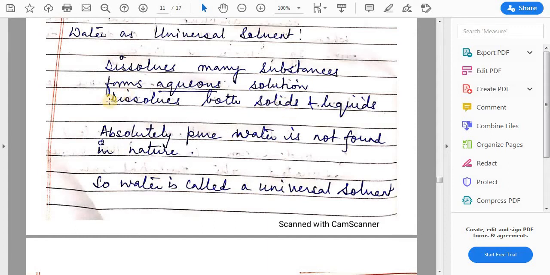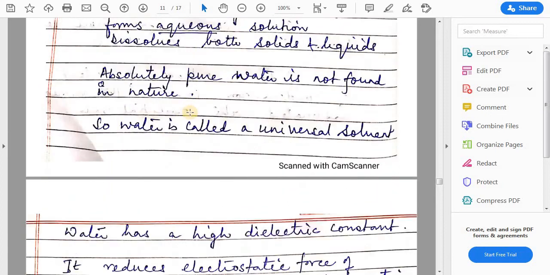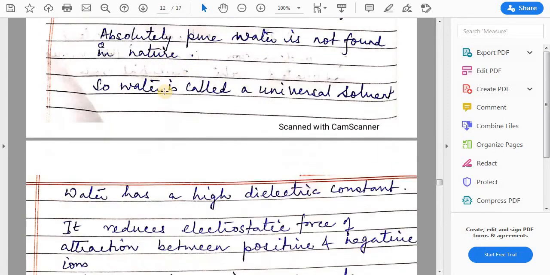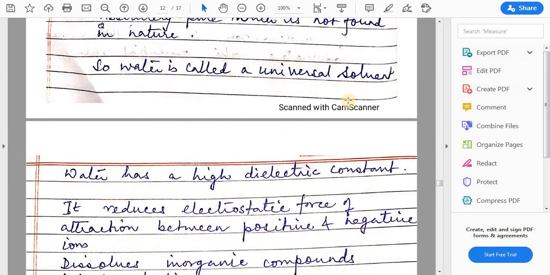Now, water is the universal solvent. It dissolves many substances and forms the aqueous solution. When water forms a solution, it is called aqueous solution. It dissolves both solids and liquids. Absolutely pure water thereby is not found in nature. So, water is called a universal solvent.